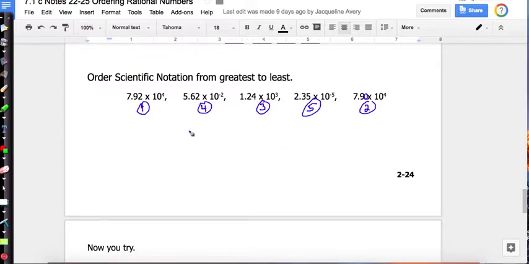Now, when you order these, you need to rewrite the whole thing. Okay, don't just leave the numbers here. You will not get credit if you just leave the numbers. So 7 and 92 hundredths times 10 to the fourth. 7 and 9 tenths times 10 to the fourth.